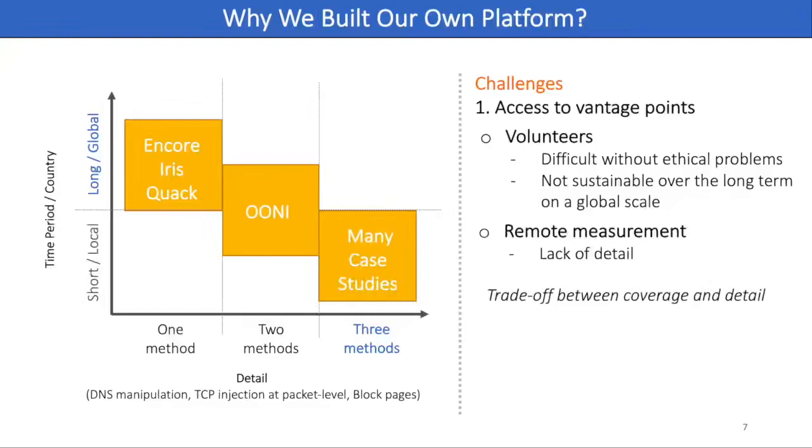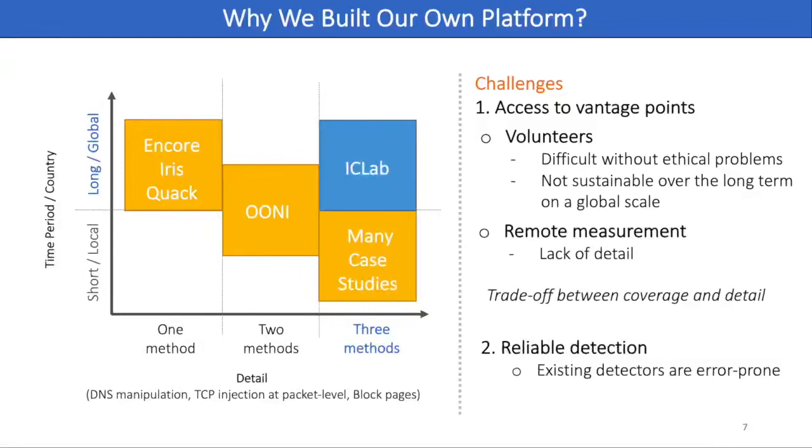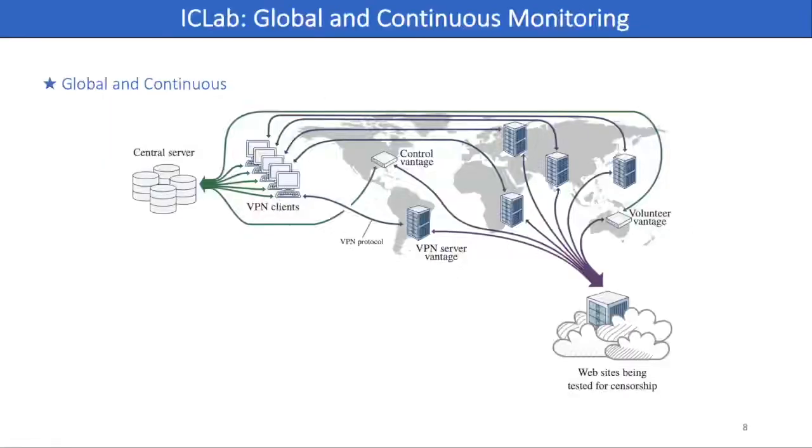Apparently, there is a trade-off between coverage and detail. And another challenge is that, due to the lack of detailed measurements, existing detectors are error-prone. Thus, we built our own platform, ICLab, to fill this gap and give a comprehensive view of censorship. So let's talk about our platform in detail.